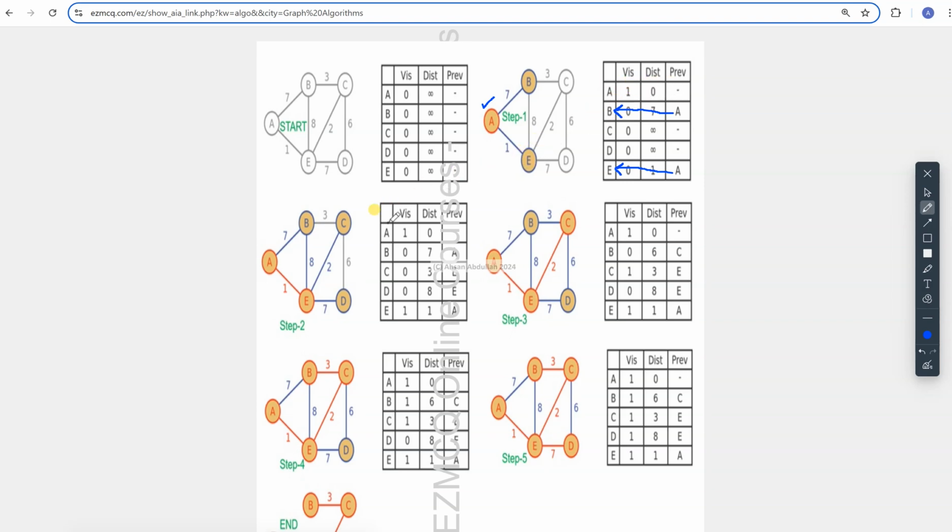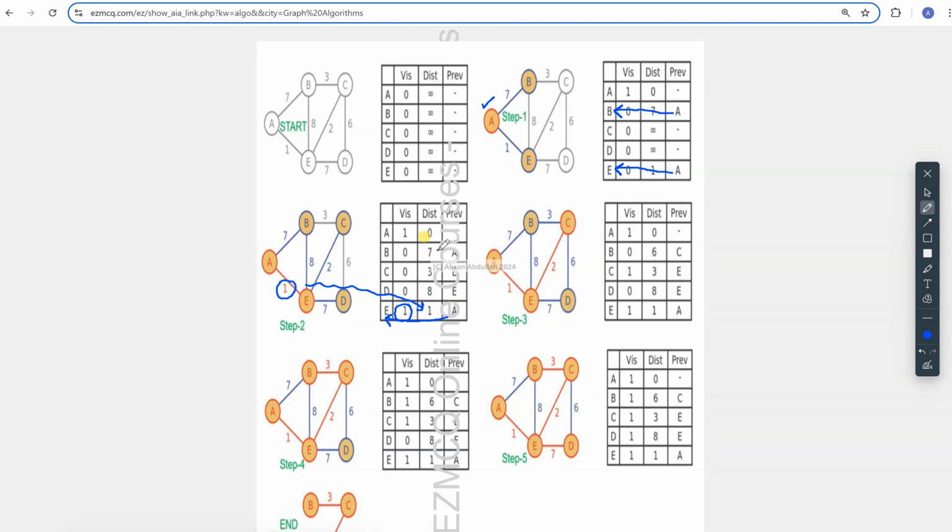Now we move on to step number 2. We can go from A to B, and we can go from A to E. So what are the costs involved, what are the distances involved? This is basically a greedy algorithm that uses dynamic programming bookkeeping. We see that the nearest vertex is E. So from A we can visit E, and since we have visited E, we set this to 1, and the edge weight is 1, so the cost is set to 1.